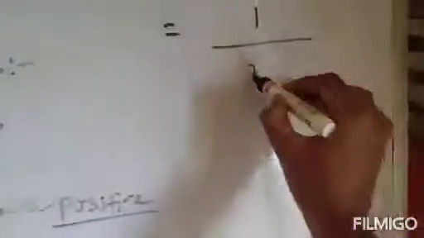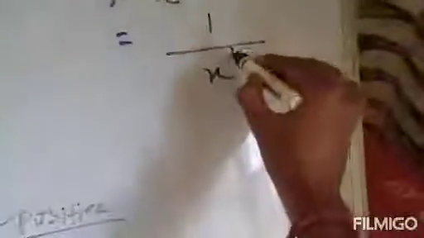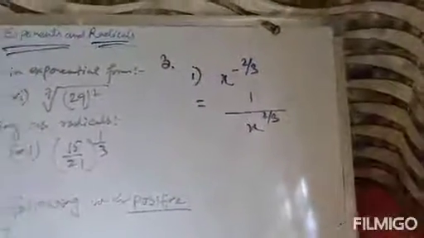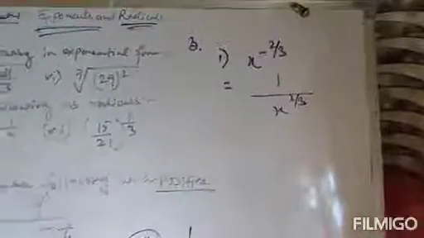Clear? So the formula is 1 by a to the power n. We write 1 by, a is x, and n is 2 by 3. So this will be your answer. Initially the exponent was negative, that is minus 2 by 3, and going by the formula, 1 by a to the power n, with a as x and n as 2 by 3, 1 by x to the power 2 by 3 will be your answer. Now it is a positive exponent.